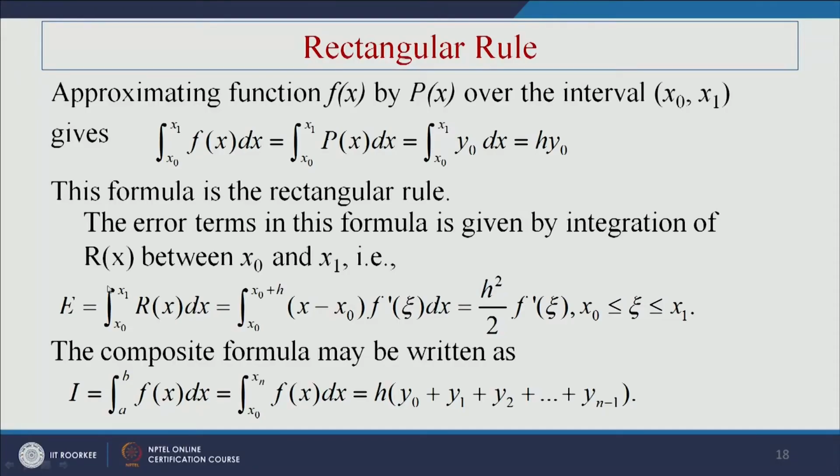And if we approximate the error term also, the error can be written as e equals the integral from x0 to x1 of r of x into dx, that is the integral from x0 to x0 plus h of x minus x0 f dash of zeta into dx, which can be written as h square by 2 f dash of zeta, where zeta lies between x0 and x1. In the same form, we can obtain the composite formula for this linear interpolating polynomial in Lagrange's method as the integral from a to b of f of x dx, that is x0 to xn of f of x dx, which equals h into y0 plus y1 plus y2 up to yn minus 1.